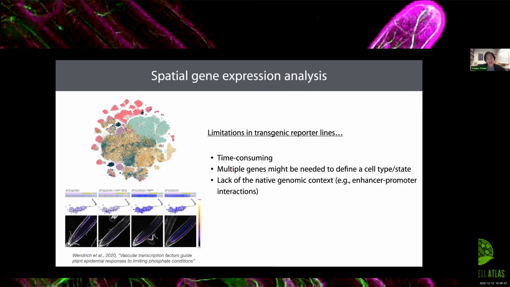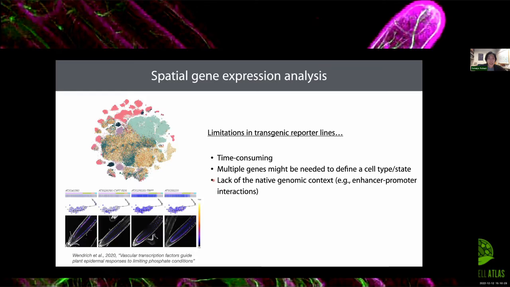And second, when you have more and more cells with better technologies, you will be able to resolve cell populations at really high granularity. And at this point, a single gene might not be sufficient to really define a cell state or a cell population. It might take multiple genes in combination to really define a single cell population. And in terms of such multiplexing of spatial gene expression analysis, transgenic line approaches are limited. So you can go up to 3 to 4 genes if you work hard, but not more than that.